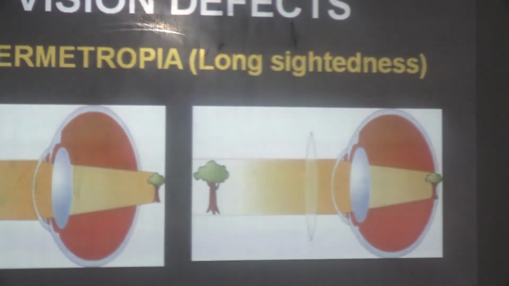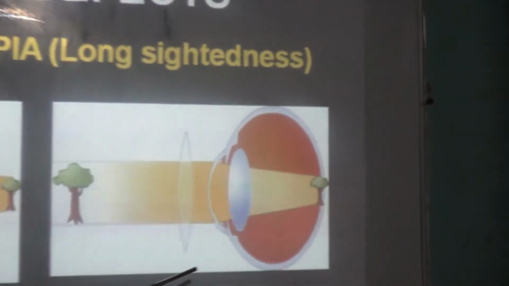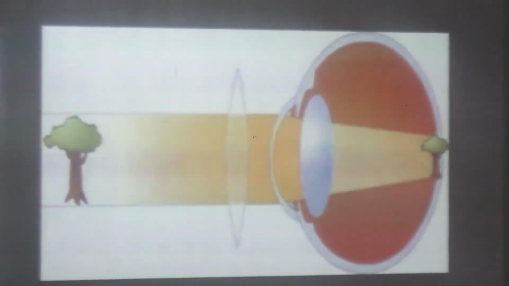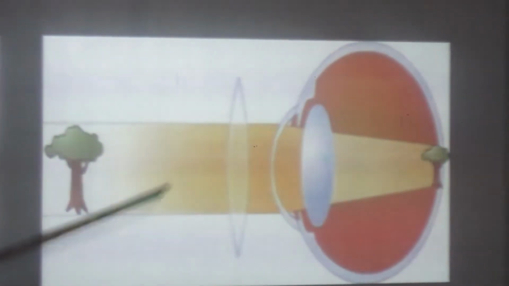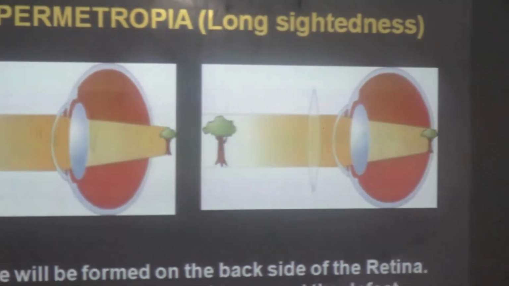So to correct this hypermetropia, we have to use a double convex lens. Then it will be corrected, and we can use the double convex lens to correct this hypermetropia. This is one important defect.